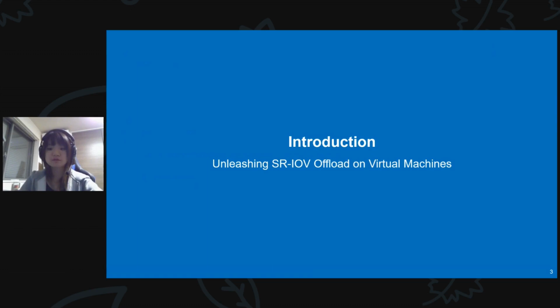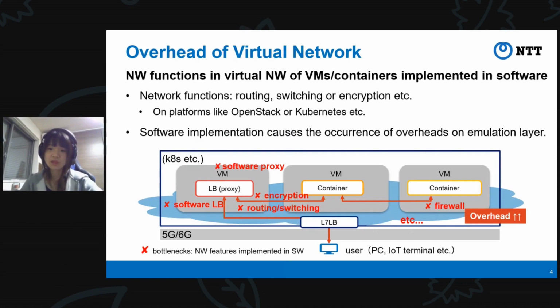First, I'll start with the introduction of this talk. The virtual networks of VMs and containers by default have various network functions implemented in software, resulting in overhead. Network functions means routing, switching, or encryption, etc. on platforms like OpenStack or Kubernetes. Software implementation causes the occurrence of overhead on the emulation layer.